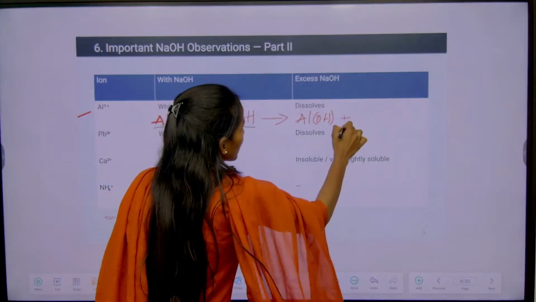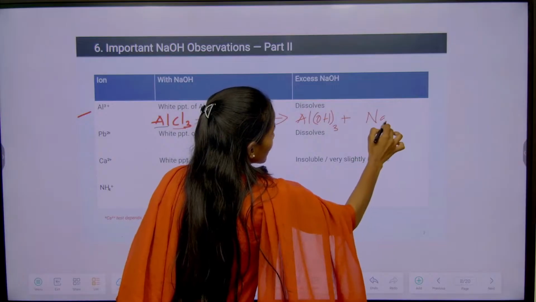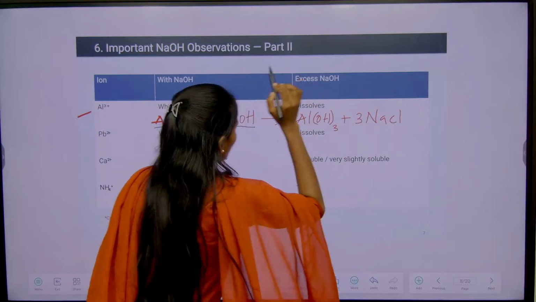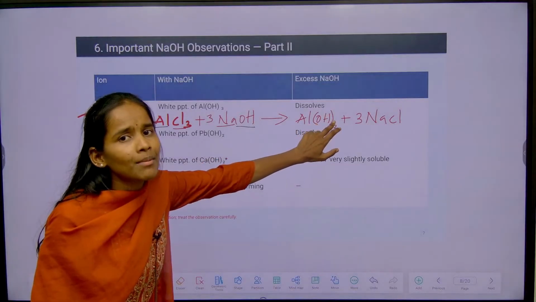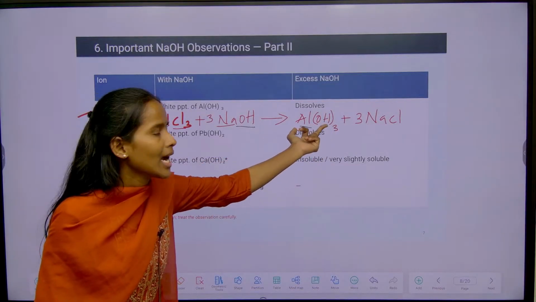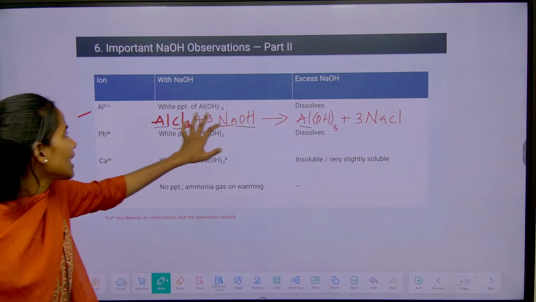Along with this, what will we get? We will get Na and Cl, so we will get NaCl. How many? 3 molecules. Fine. So what is our precipitate here? Aluminium hydroxide is our precipitate. Now, we got the precipitate with white color.